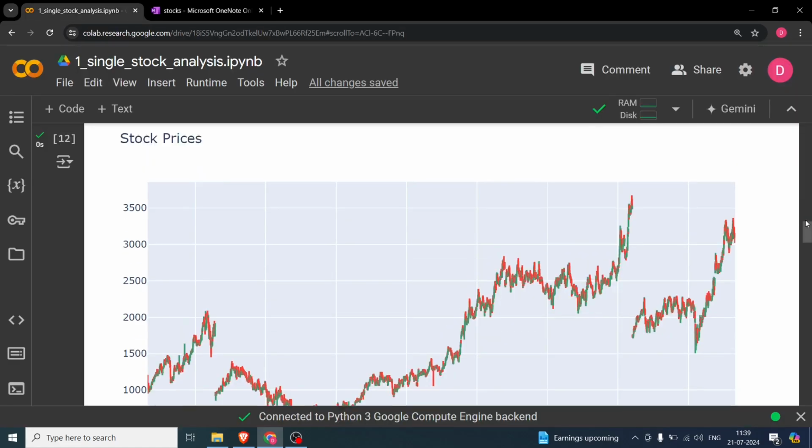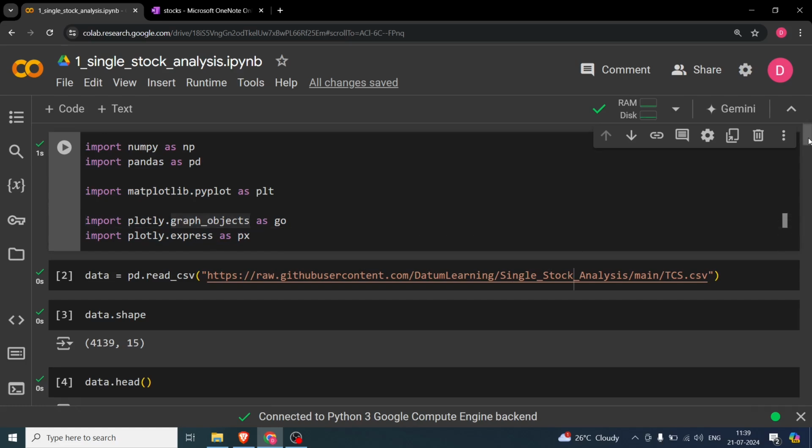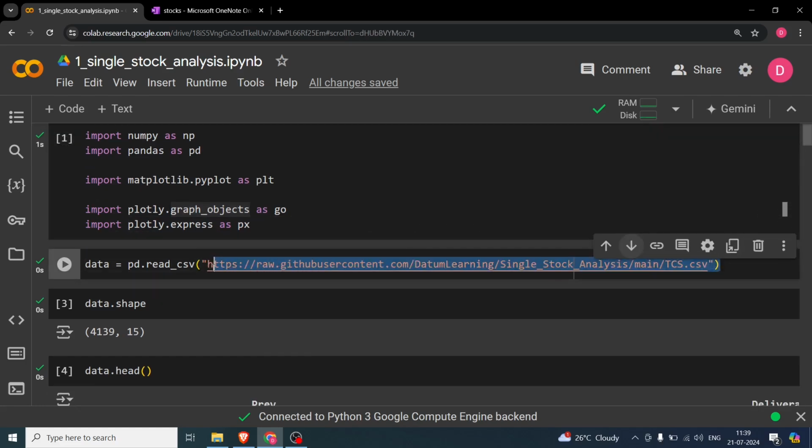So let's get started. I have written all the code beforehand so that we don't waste time. We will be importing the basic libraries like NumPy, Pandas, Matplotlib, and we will be using Plotly for the candlestick chart. We will be using this library a lot in the next videos because this is the best way I have found of plotting candlestick charts and working with them. This link is where our data is residing. I'll be giving this link in the description, so don't worry, just copy paste.